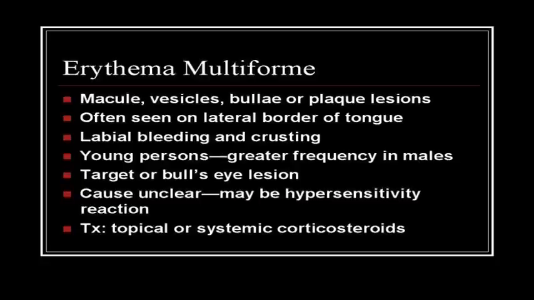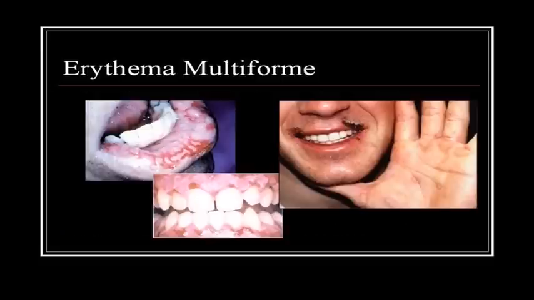Erythema multiforme traditionally presents as vesicles or bullae, which are large blisters, but may also present as a macule, which is a flat lesion, or a plaque-like lesion. They're often found on the lateral borders of the tongue and may present with labial bleeding or crusting. It is more common in young persons with a greater frequency in males. The blister or bullae would present as target or bullseye lesions with a dark center, and this is a defining characteristic. The cause is unclear, but again may be a hypersensitivity reaction. The treatment for many of these conditions will be topical or systemic corticosteroids as needed to suppress the overreactive immune reaction.